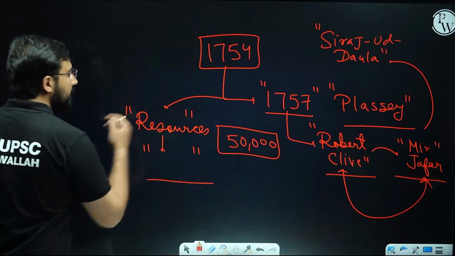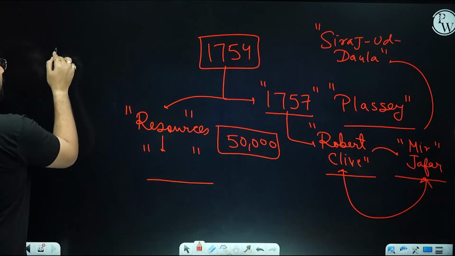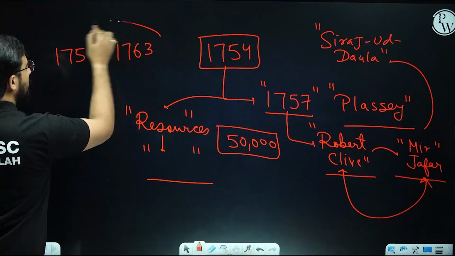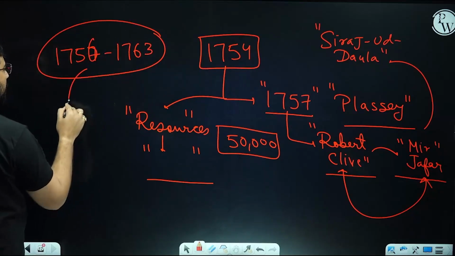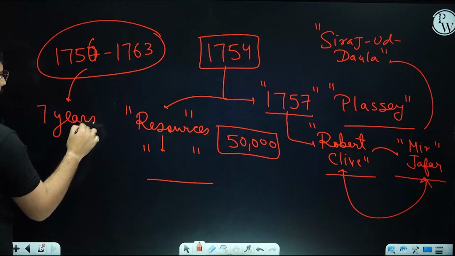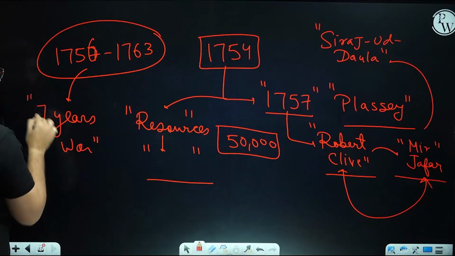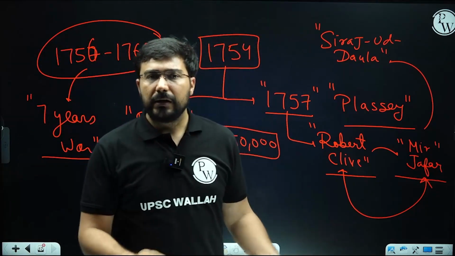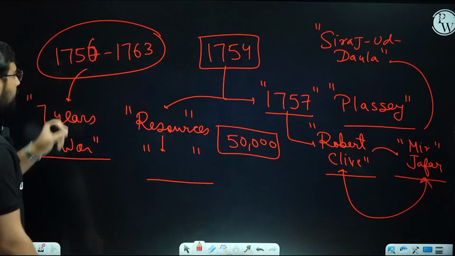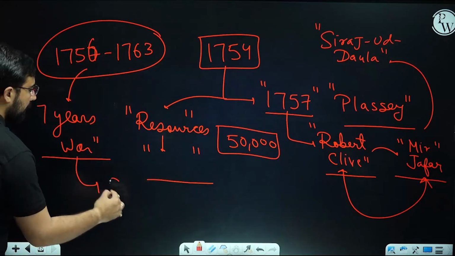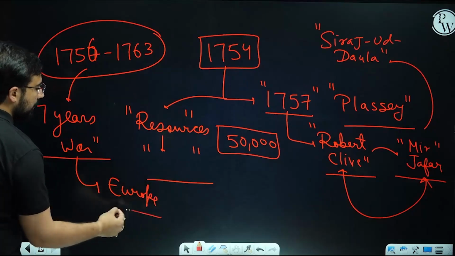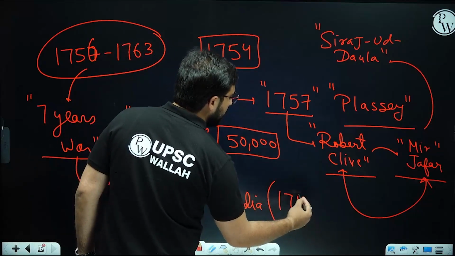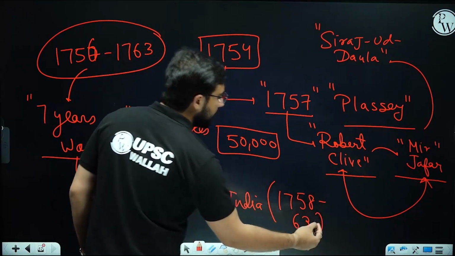So what happened after 1757, when Europe was again on the verge of a war? In Europe there is a war which is known as the Seven Years' War. The Seven Years' War was going on in Europe, and England was also participating. So from 1756 to 1763, the Seven Years' War was going on in Europe. The same hostilities could be seen even in India. And this is what is known as the Third Carnatic War, 1758 to 1763.